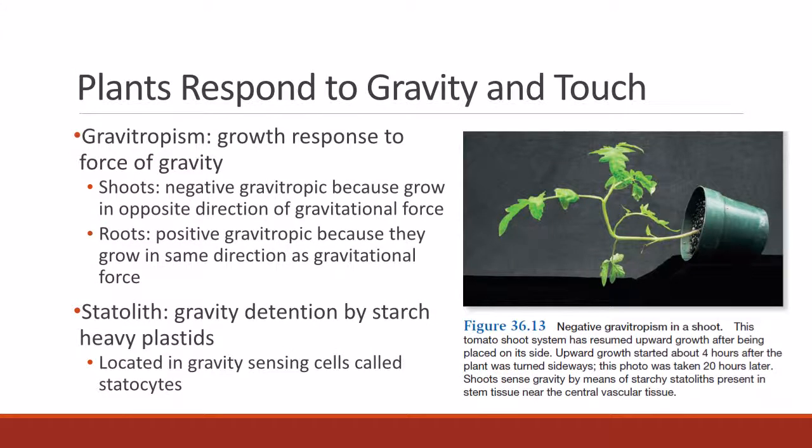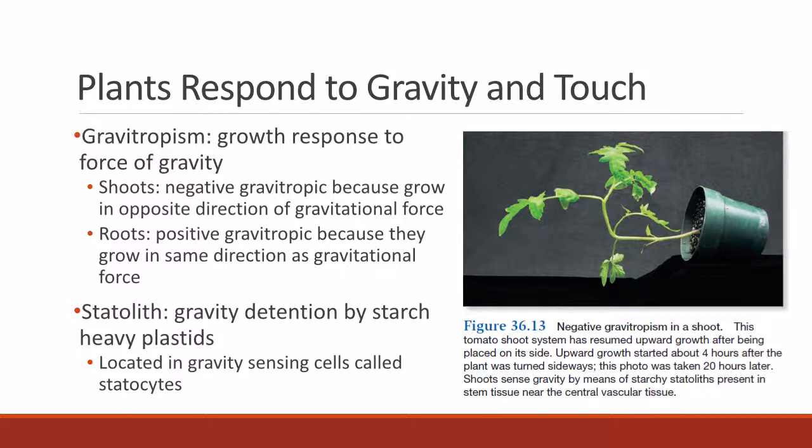Plants respond to gravity and touch. Gravitropism is a growth response to the force of gravity. Shoots are an example of negative gravitropic plants because they grow in the opposite direction of the gravitational force. Roots are an example of positive gravitropic plants because they grow in the same direction as gravitational force.